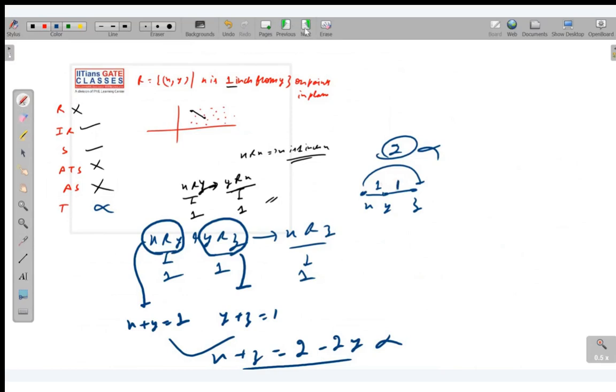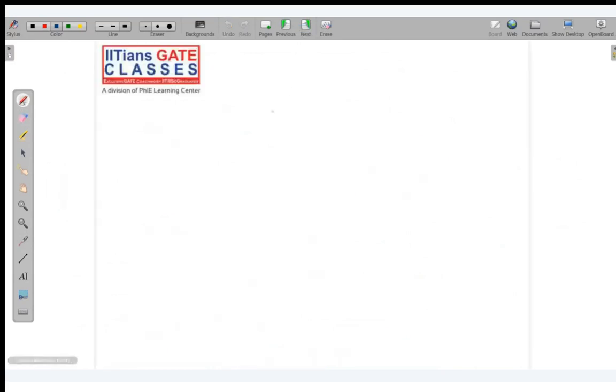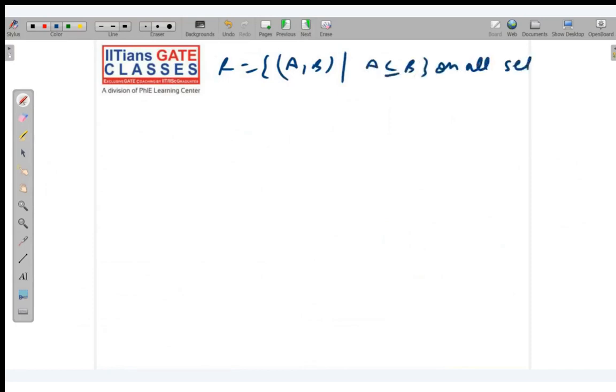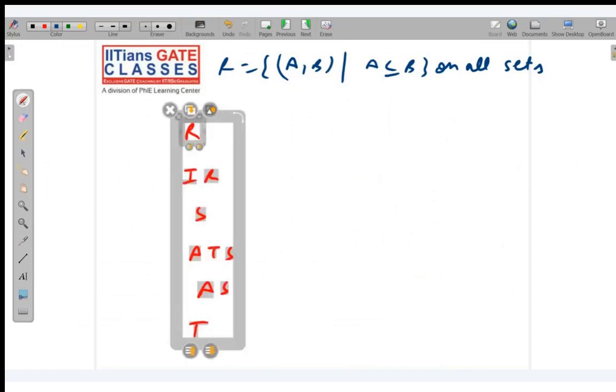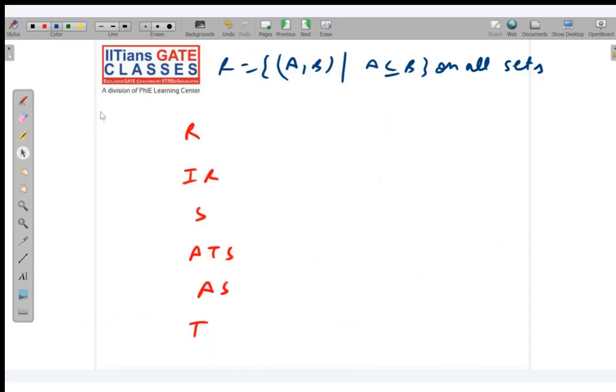Okay, let me jump to the next slide. So the next question is R is equal to (a, b) such that a is a subset of b, on all these sets. Okay, so all the possible sets in this world you have taken, and you are saying two sets are related when a is a subset of b. So we will check if it is reflexive and so on. What about my reflexivity? A is a subset of A. We should say like this. Yes, this is true. So it is reflexive.